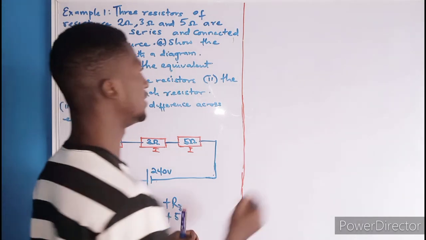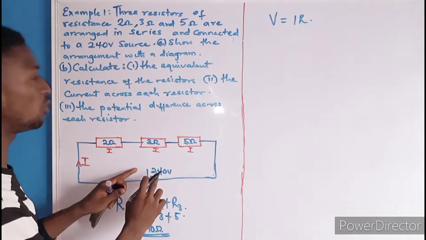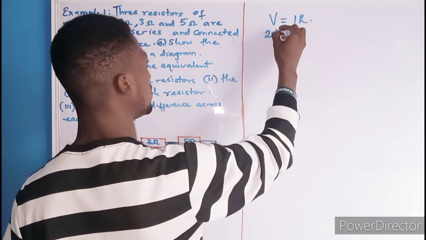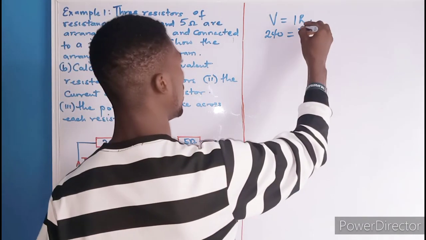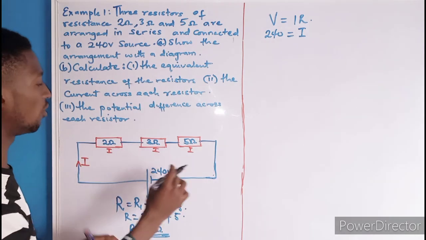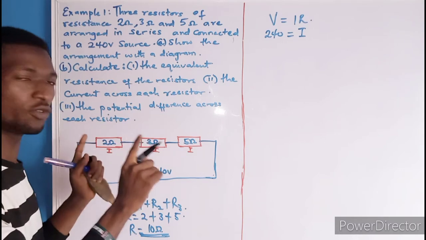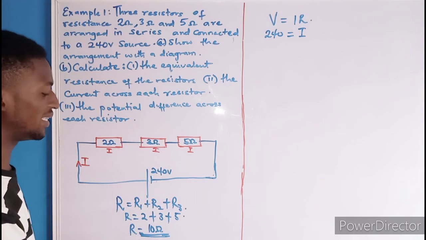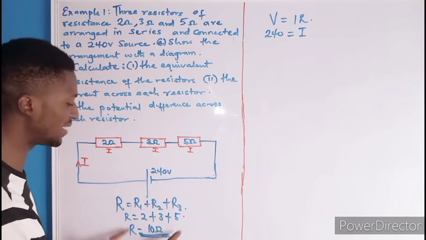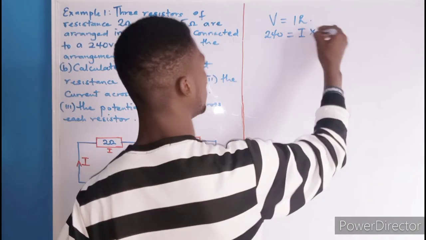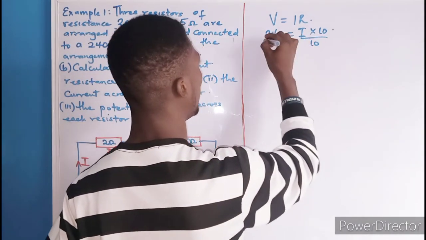Through Ohm's law, we state that V is equal to IR. Since you are dealing with the source voltage, which is what? 240 is equal to the I, which we are looking for, as the current across each of the resistors, times R. But now, the resistors are arranged together, and they are behaving as a single resistor with a resistance value of 10, not 2, not 3, not 5, with a resistance value of 10. So I'll say times 10. In this case now, we divide by 10, we divide by 10.